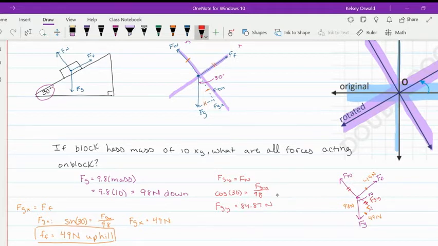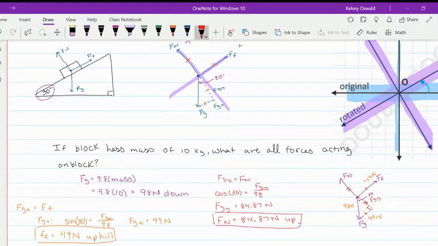However, I want to find my normal force. So my normal force is going to balance out the FTY, so it's going to have the same value, 84.87 newtons, but it points in a different direction. So for my normal force, I say 84.87 newtons.